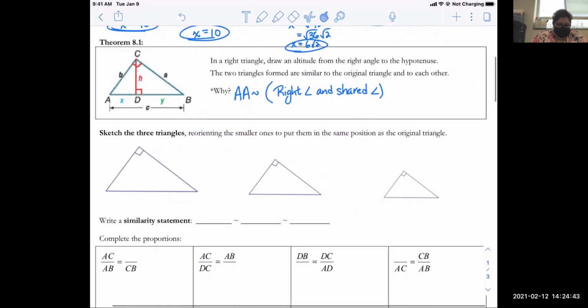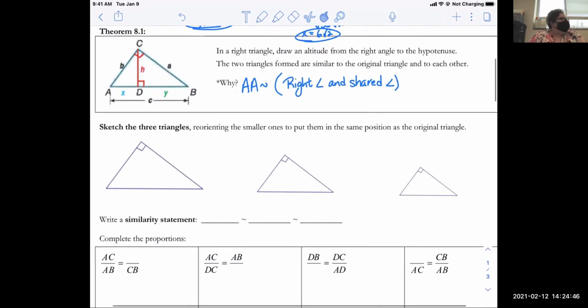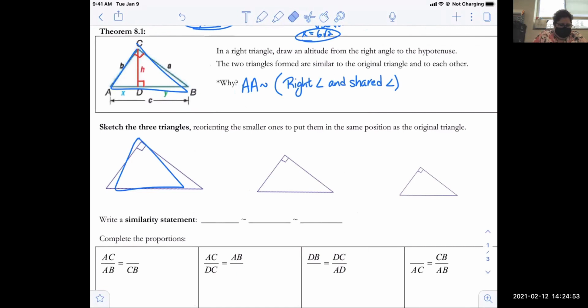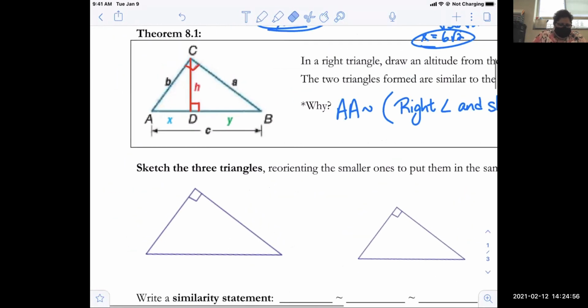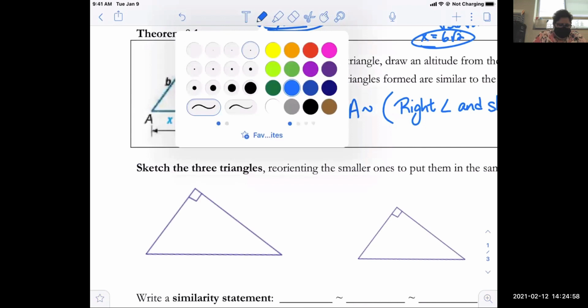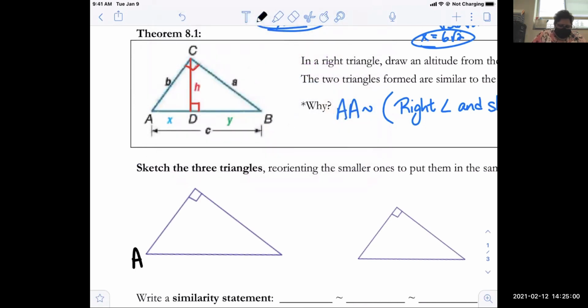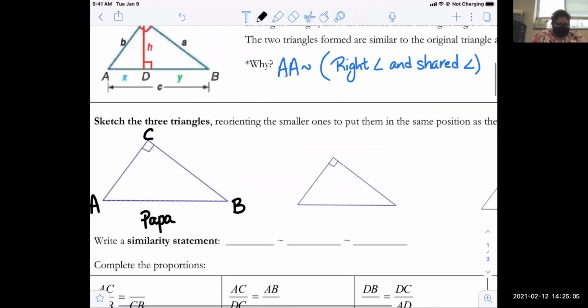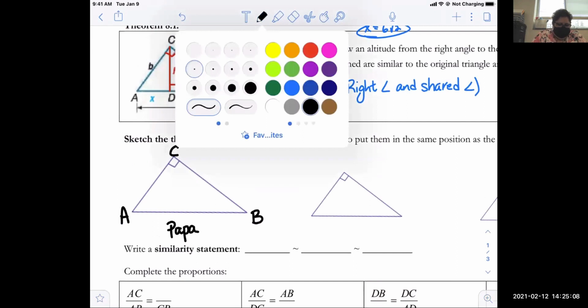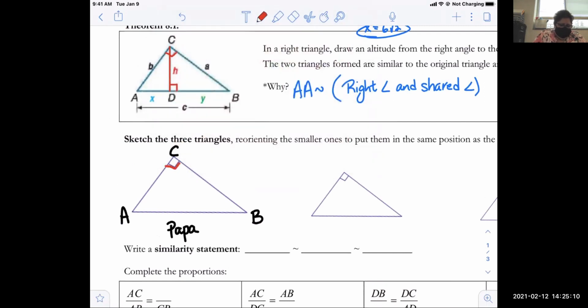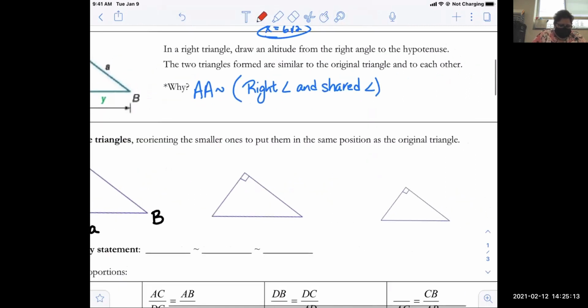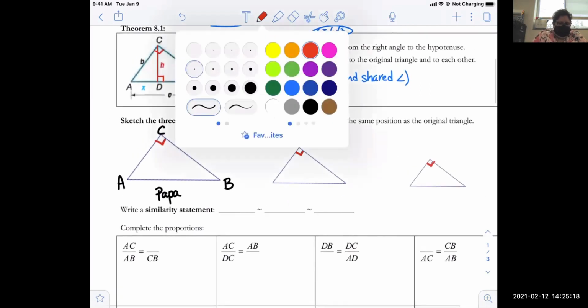Okay, I'm going to take that picture and pull it apart, because when we're thinking about similarities, sometimes it's easier to see it if we have it oriented all the same way. So I literally took that triangle and copied it down here. This is just a copy of the triangle that's directly above it. That's triangle ABC. So this is Papa Triangle. Notice that I'm reorienting them so that the right angle is at the top and the bottom would be the hypotenuse. Here's Mama Triangle.